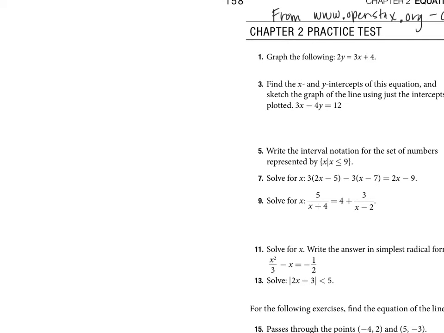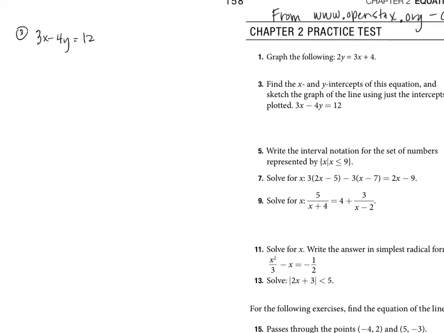Number 3, find the x and y-intercepts of this equation, and sketch the graph of the line using just the intercepts plotted. Okay, so this is similar to number 2 and 1 kind of combined. So we have 3x minus 4y equals 12. They didn't have a graph for number 2 because we had that negative 6/5, I believe it was, and that's going to be difficult to graph, so they gave us this one.